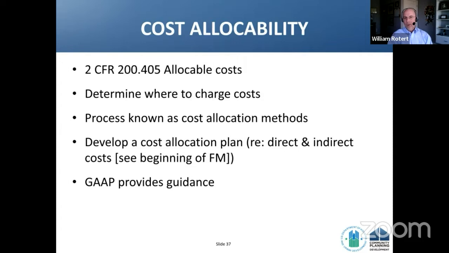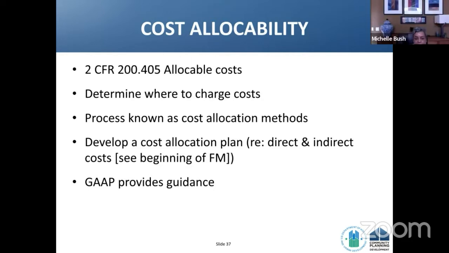The process is known as a cost allocation method. And Michelle, you might want to jump in a little bit at the end of this slide and talk a little bit about cost allocation and how that works. You can develop a cost allocation plan, and that deals with both direct and indirect costs, as we mentioned in one of our earlier slides. And then, as Michelle mentioned, the generally accepted accounting principles provide additional guidance in this regard. Michelle, or Dion, anything you want to say at this point about cost allocation?